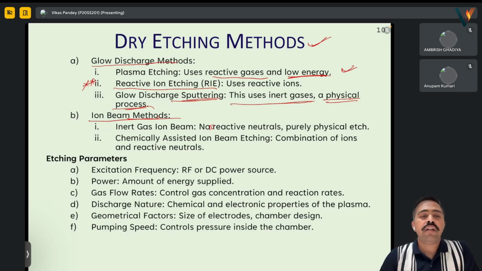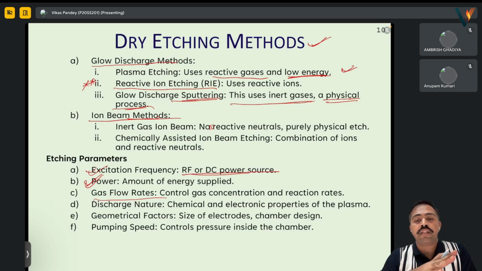Okay, so what are the parameters that are taken care of when we are talking about dry etching methods? One is excitation frequency, whether it is to be done using a DC power source or an RF power source. In case of DC, there is no relevance of frequency, but in case of RF, we have to determine the frequency. Second is the power, how much power is to be given, or the amount of energy supplied. Third is gas flow rate. This controls the gas concentration and the reaction rates. Power and gas flow rate are some of the important factors that determine the etching.